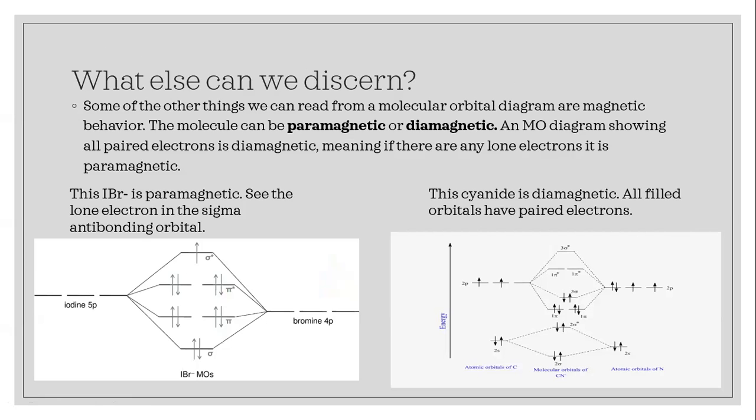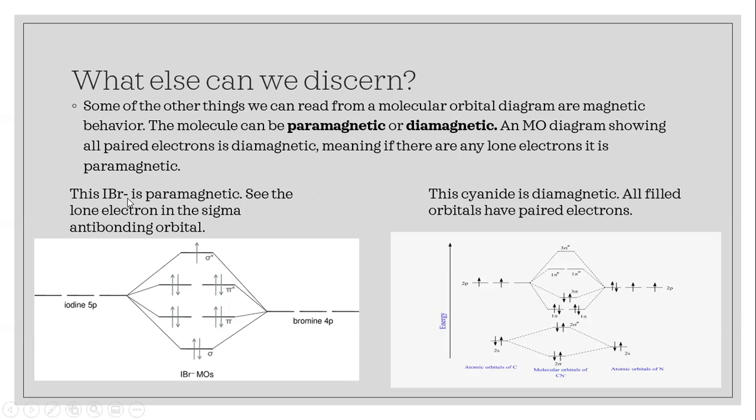Some of the other things you can read from a molecular orbital diagram is the magnetic behavior. Molecules are either paramagnetic or diamagnetic. Paramagnetic means if there's any lone electrons at all in the diagram, it's paramagnetic. And if all the electrons are paired, it's diamagnetic. You might get confused, paired, paramagnetic, which isn't right. But the way I see it is, they're all paired. Pair is two, di means two. So diamagnetic means two. That's a pretty easy way to see it.